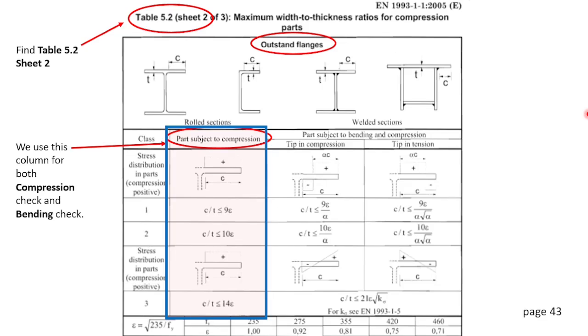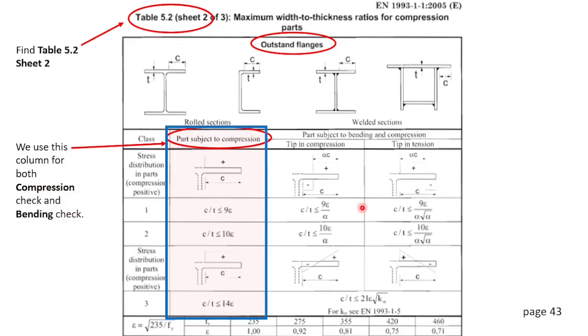If you recall previous lessons, we used this column before. For which lesson did we use this column? We used this column in the video on bending check for flange. Remember, in that video I also told you that we use this column for both compression check and bending check.